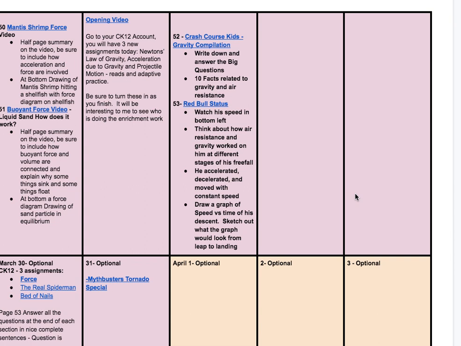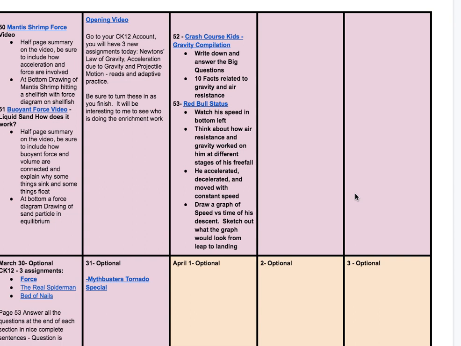And then as he jumped out of this plane, then I really want you to think about how air resistance and gravity worked on him at different stages of his free fall. So there's points in the free fall where he accelerated, there's points where he decelerated, and there's time when he moved at a constant speed.